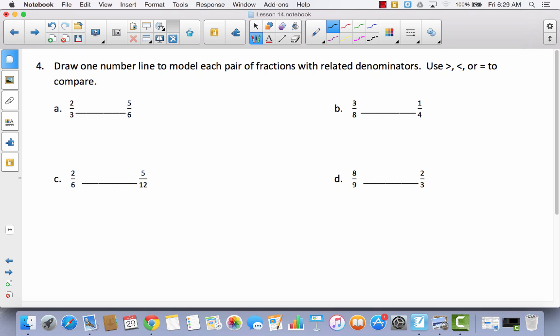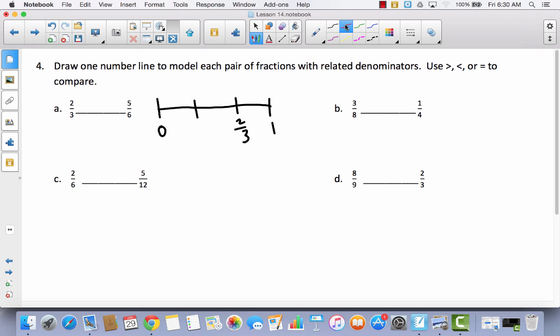Right, now it says, draw one number line to model each pair of fractions with related denominators. Use greater than or less than to compare. All right, so we're going to use a number line here. So let's go ahead and draw our number line. Both of these are less than 1, so I'm going to use 0 to 1. I'm going to begin by dividing my number line into thirds. And here's 2/3, 1, 2 thirds. And then this is 5/6.